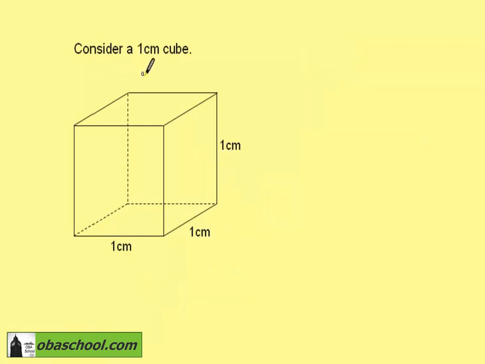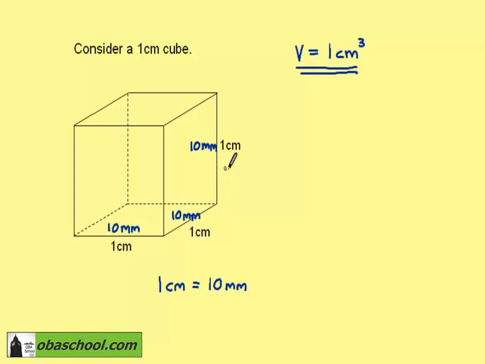Now consider a 1 centimeter cube. 1 centimeter by 1 centimeter by 1 centimeter. The volume of this cube is 1 centimeter cubed. We know that 1 centimeter is equal to 10 millimeters. So measured in millimeters, the same cube is 10 millimeters by 10 millimeters by 10 millimeters.